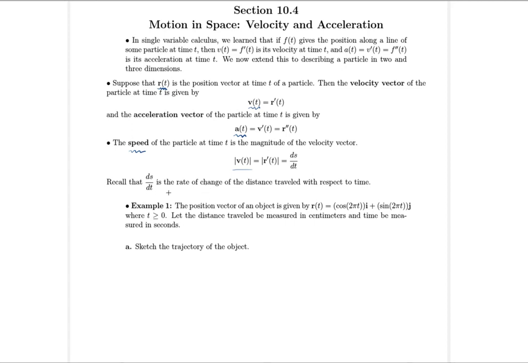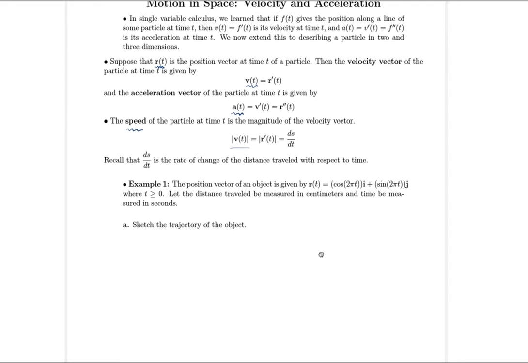All right, so we'll also refer to this, by the way, as ds/dt, and remember that the reason we're going to do that is because ds/dt is the rate of change of the distance traveled with respect to time, right? Because s is that arc length idea that we already talked about. So when we talk about speed, the magnitude of our velocity vector, that's the same as the derivative of arc length with respect to time.